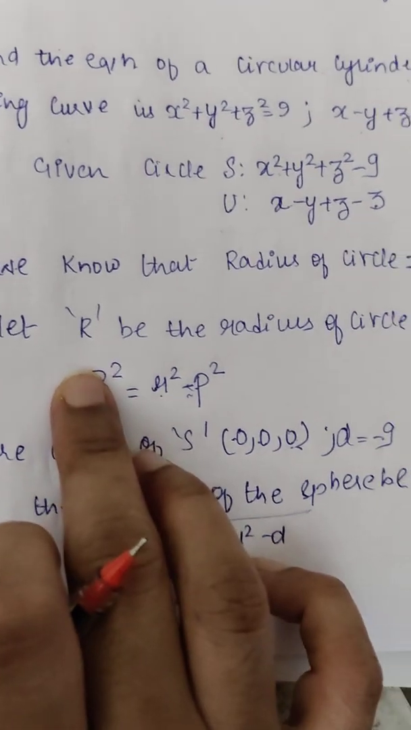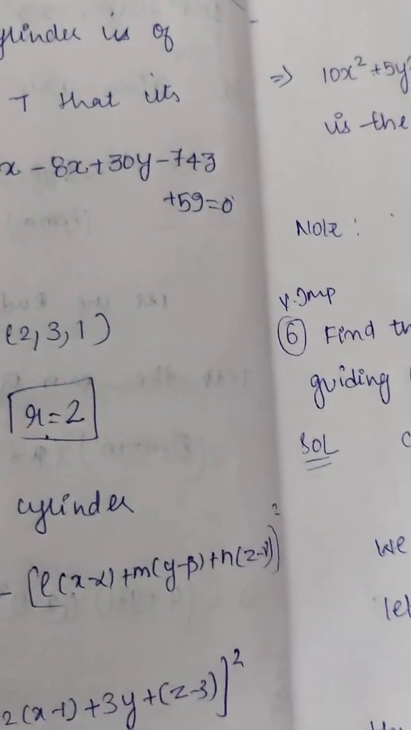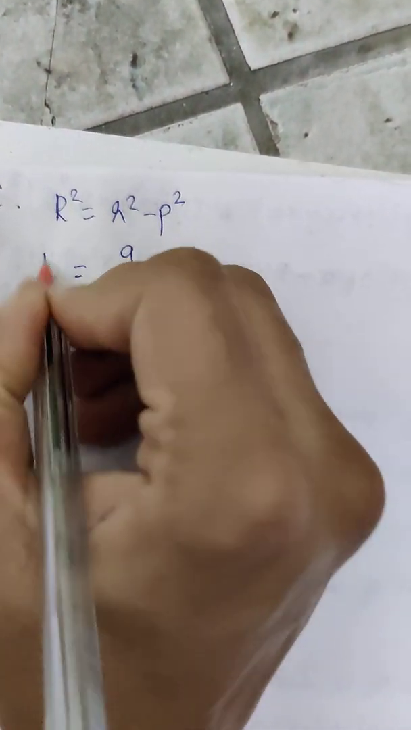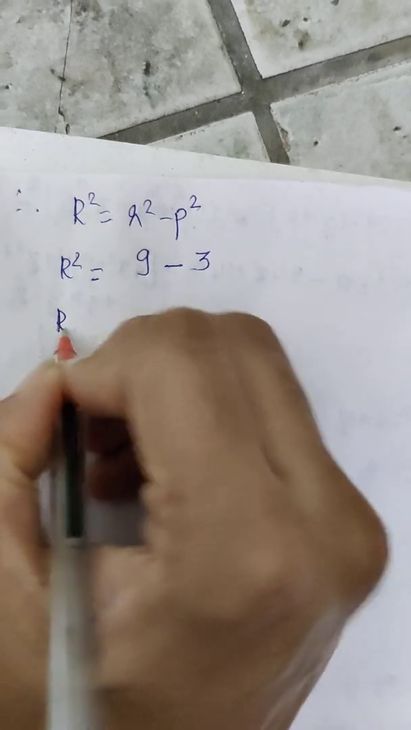So this is your p, this is your r. I will plug into the radius of the circle. Therefore, capital R square is equal to small r square minus p square. What is small r square? 3 squared is 9, minus p square, which happens to be 3. So my capital R square would become 6.